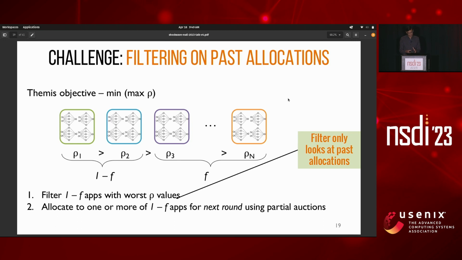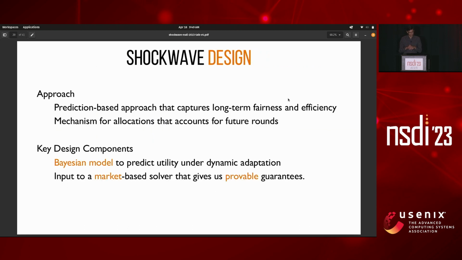But the catch here is that this filtering-based approach only looks at the past allocations and does not have any way to account for how these allocations are going to look in the future. So to address these two challenges, we designed a new approach where we use a prediction-based model that can capture long-term efficiency and fairness. And we also use a market-based design mechanism, which can perform allocations for future rounds and see their effect on long-term efficiency and fairness.